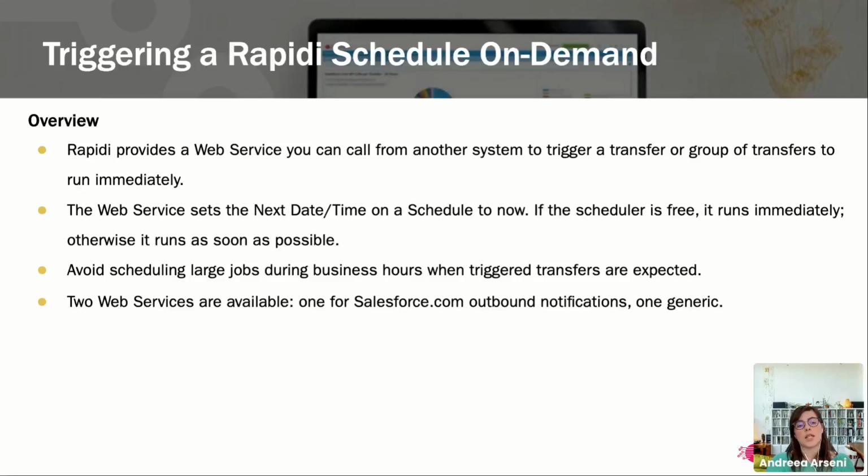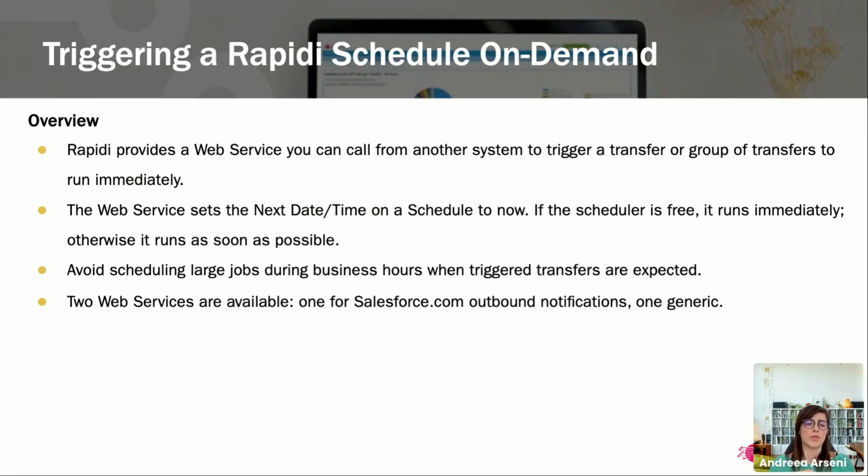If you're using it, make sure that you do not schedule large jobs during the same time, because if you're transferring a lot of data, the bandwidth will be taken by those. So the trigger will probably not be able to actually start the Rapidi schedule.